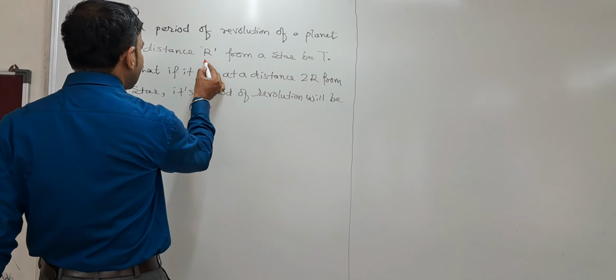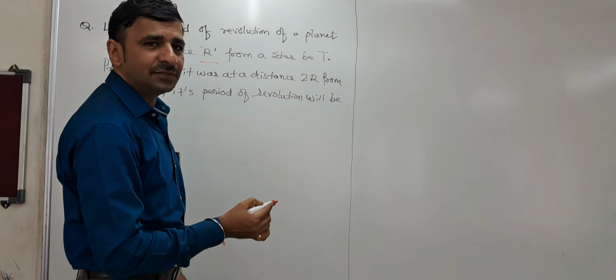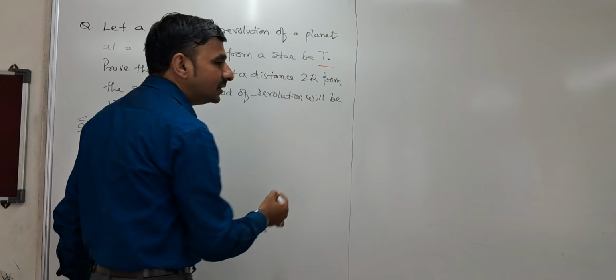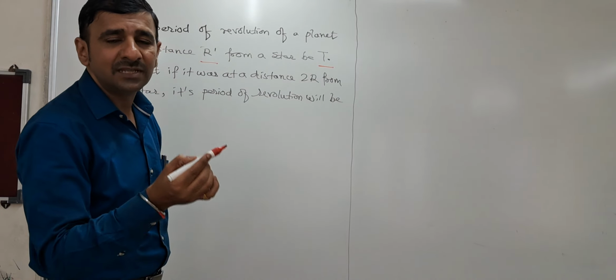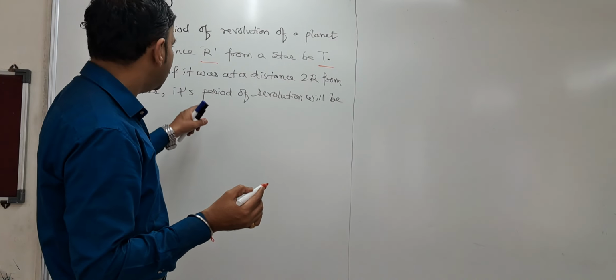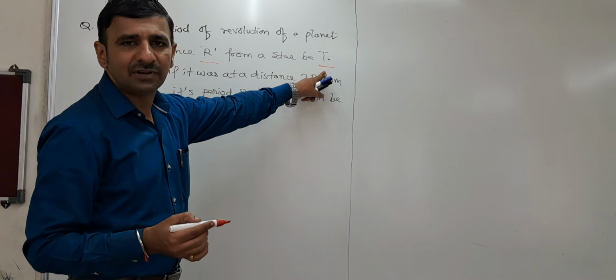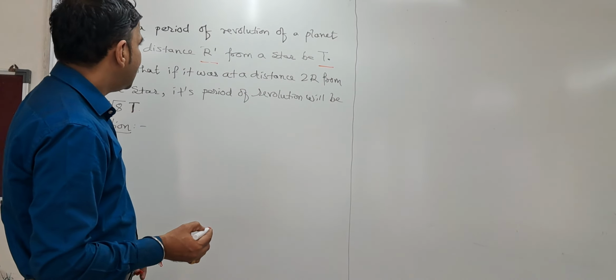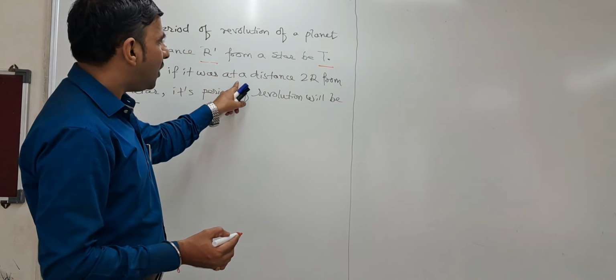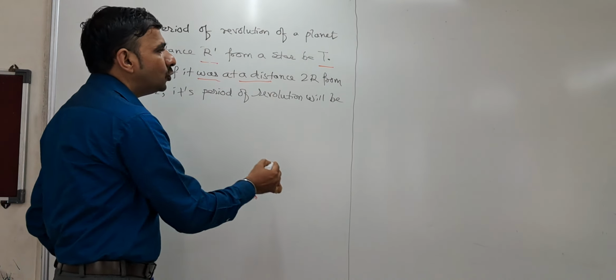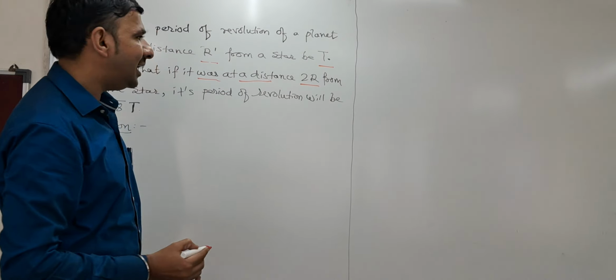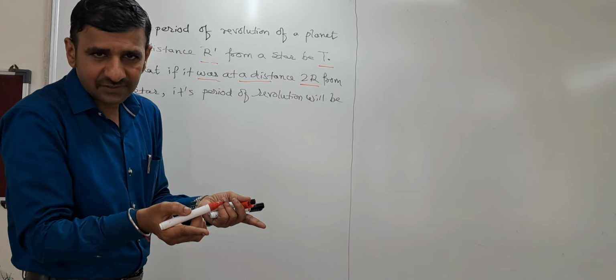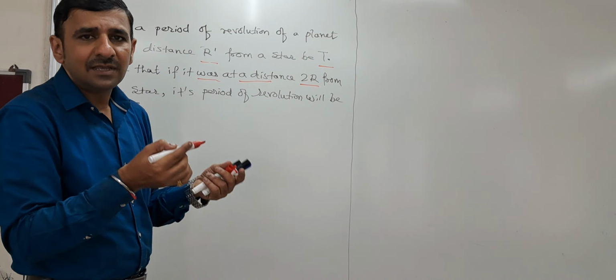First of all, you are given r. What you are also given is time t. So these are the initial conditions you are given, meaning your final answer should involve r as well as t, because you are given that and you have to prove this, right? So you have to prove that if it was at a distance 2r from the star, meaning you are given another distance, you have to work it with the formula.